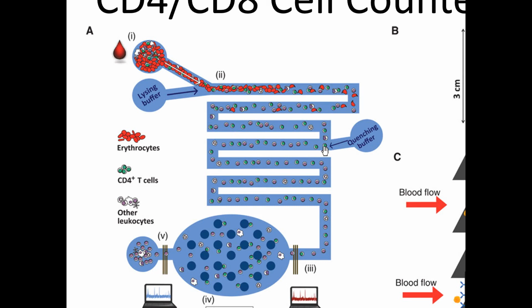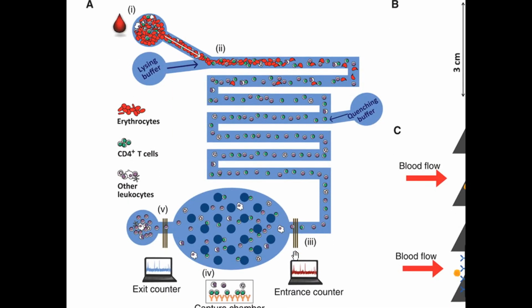Now you can see that most of the red blood cells, pretty much all of them, are lysed. Some of these other cell types are also lysed, but a small percentage of them. These continue to flow down the channel. The cells come in here, and you notice these three black lines. Those are electrodes, and these electrodes are doing cell counting. There's a principle called impedance spectroscopy.